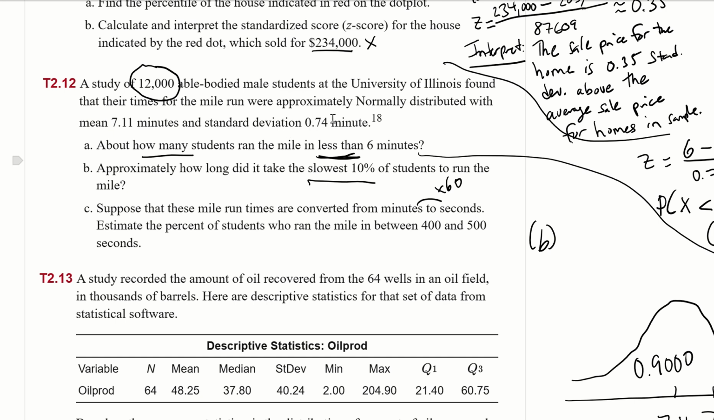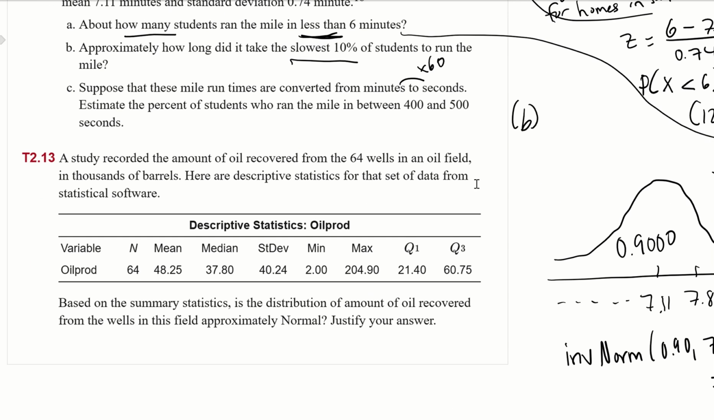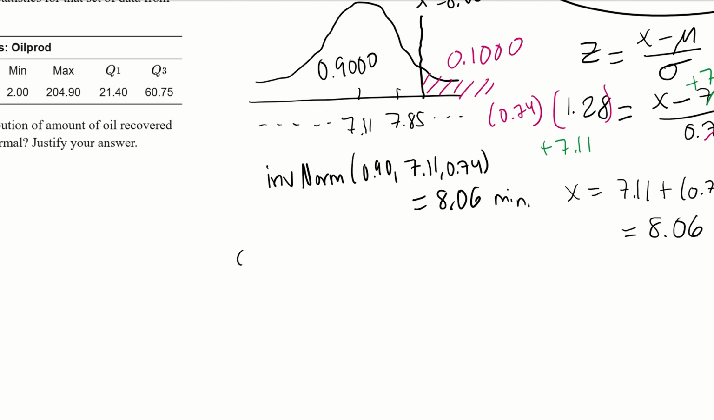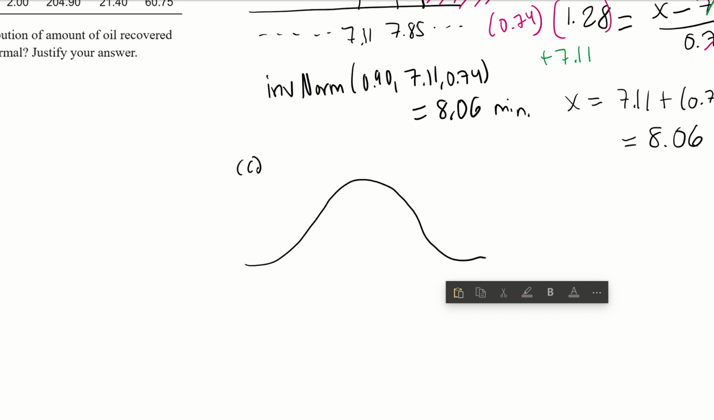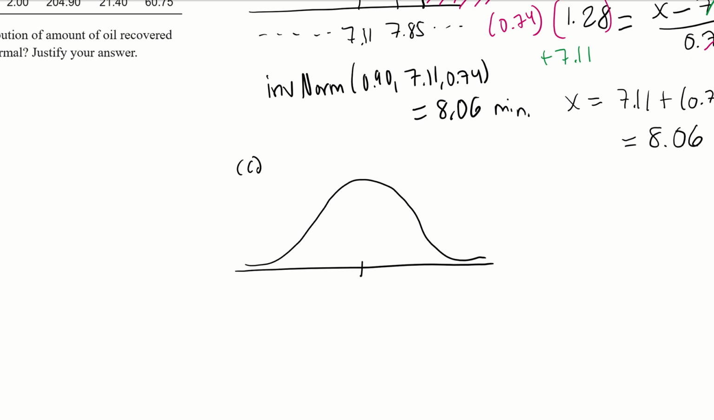The spread, the standard deviation, will also be multiplied by 60 because the spread is affected by multiplication and division, but it's not affected by addition and subtraction. So again, remember that. So here we go. We need to show our normal distribution with the new times. Okay, so let's do our normal distribution. So now we got 7.11 times 60. So our new mean is going to be 7.11 times 60, which is 426.6 seconds.